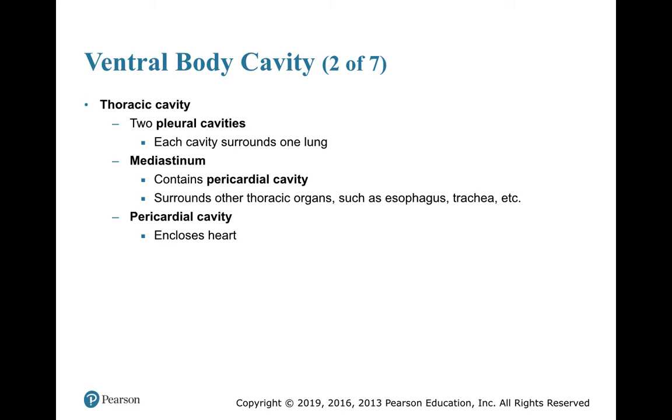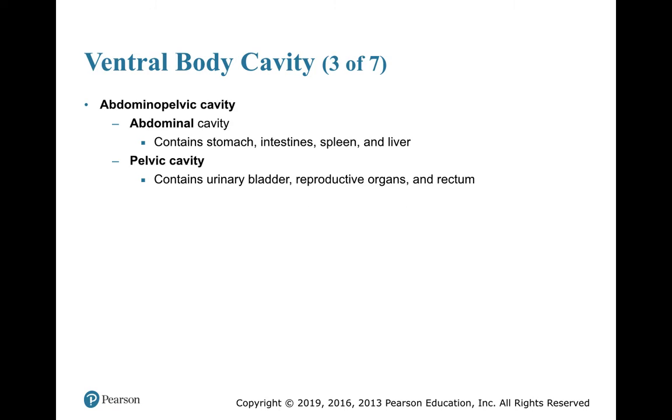Within the thoracic cavity, there are two pleural cavities, each one around a lung. Between those is the mediastinum, which contains the pericardial cavity, we'll talk about in a second. And there's some other thoracic organs in there: the esophagus, the trachea, a few others that we'll run into through the course of the year in between the two lungs. And also in there is the pericardial cavity that encloses the heart.